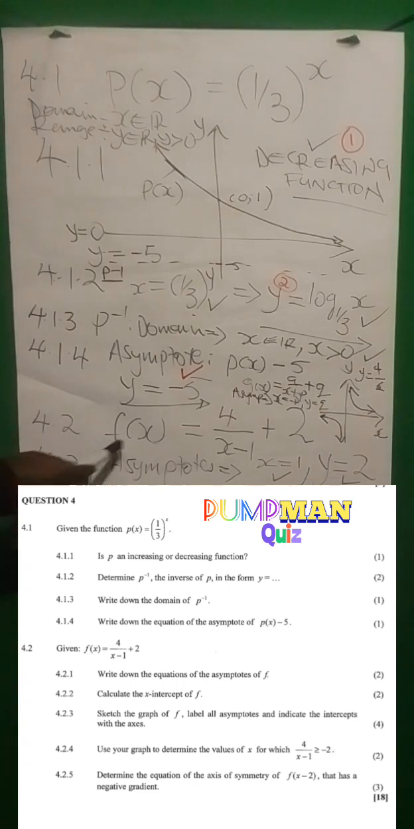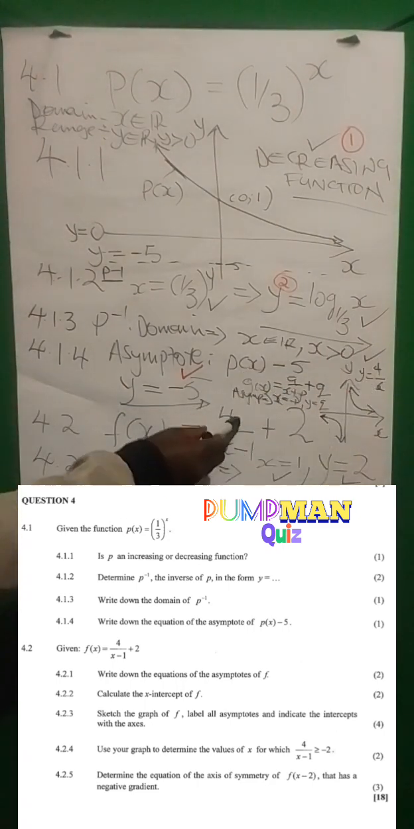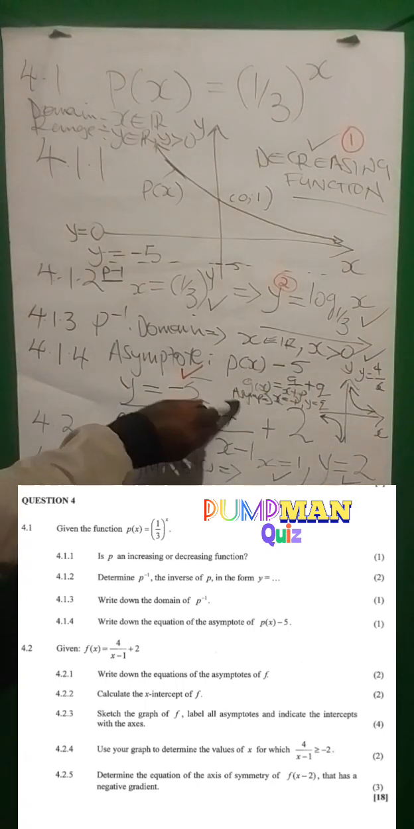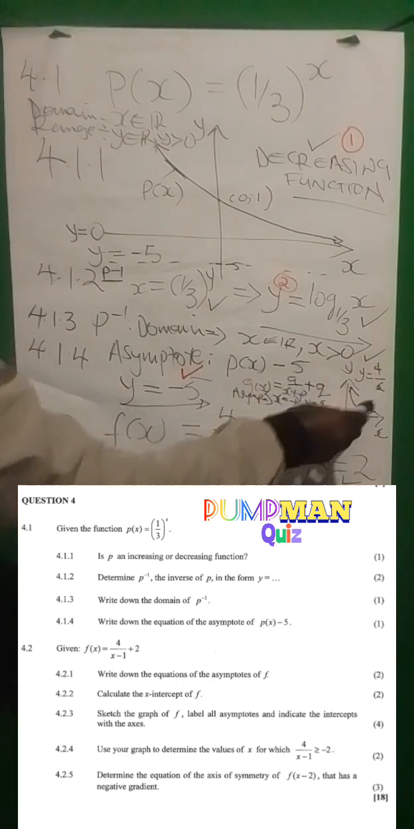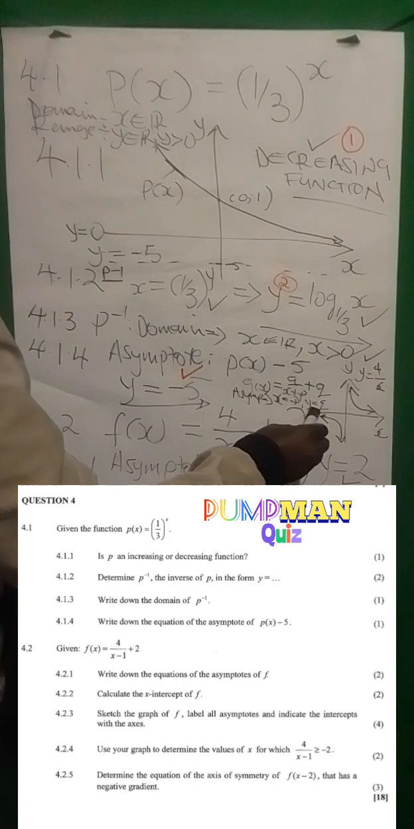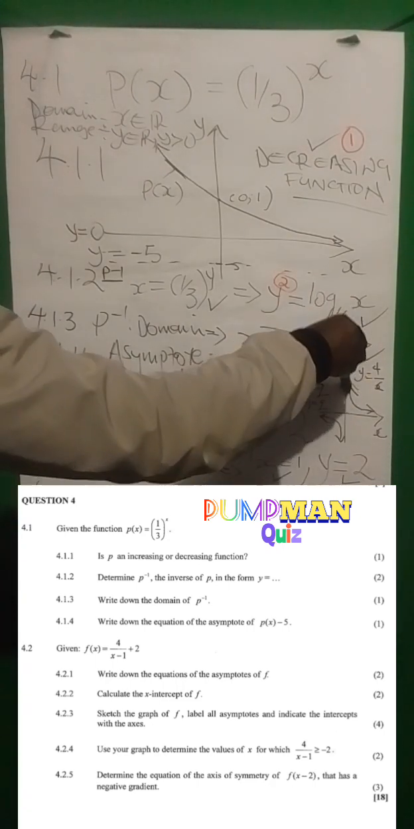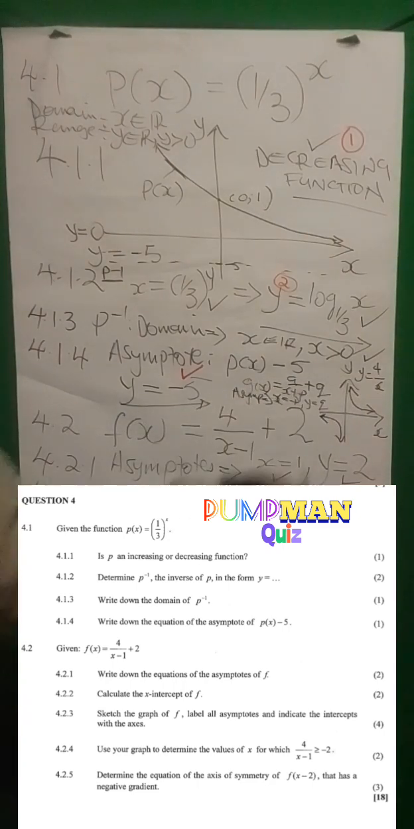4.2, we are given f of x is equal to 4 over x minus 1, plus 2. That is a hyperbolic function. So remember, from your basic function graph, the graph of y is equal to a over x. What is your value of a here? It is 4. So the graph of y is equal to 4 over x, we know, is a graph that is lying in quadrants that are defined by asymptotes. y is equal to 0, the x-axis, and x is equal to 0, the y-axis, right? So this is my graph.